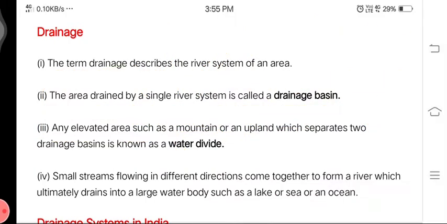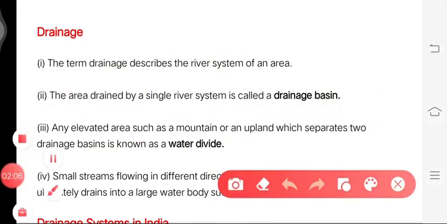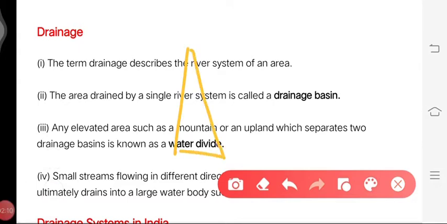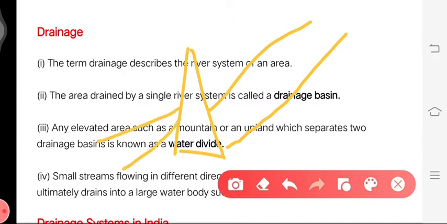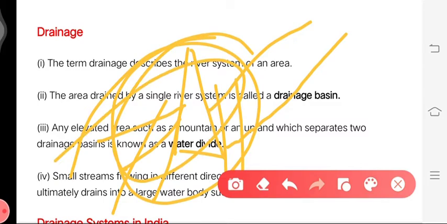It means that, like, this is a mountain. My drawing is bad, so don't mind it. The main stream comes from here, a stream or a river comes from here, and the mountain divides this stream into two. One goes from this side and the other goes from this side, and this area or this mountain is known as the water divide.